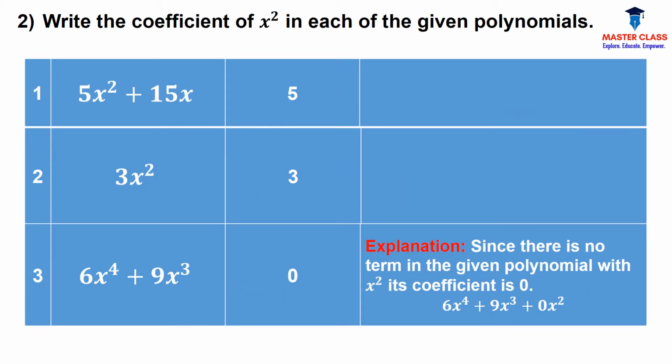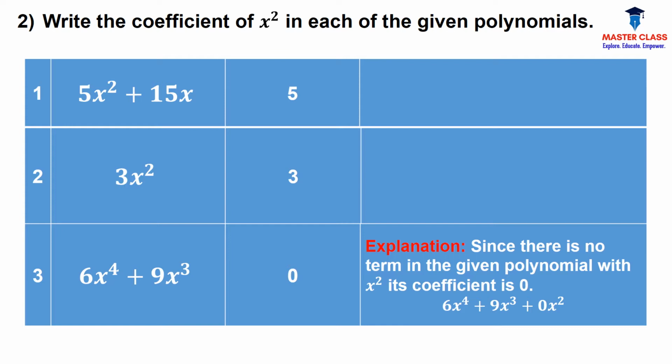We now come to another type of question where we are asked to identify the coefficient of particular terms of a polynomial. Question 2 reads as, write the coefficient of x square in each of the given polynomials. The first expression given is 5x square plus 15x. If we observe the term 5x square, we will see that the constant 5 is multiplied by the variable x square. Therefore, the coefficient of x square is 5.